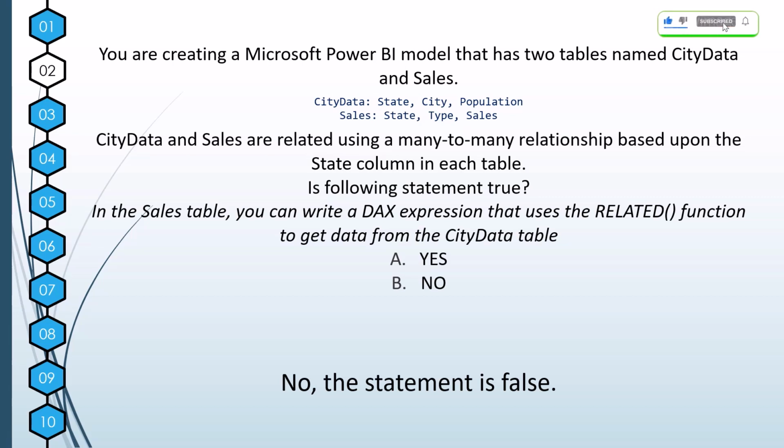You are creating a Microsoft Power BI model that has two tables named City Data and Sales. City Data: State, City, Population. Sales: State, Type, Sales. City Data and Sales are related using a many-to-many relationship based upon the State column in each table.